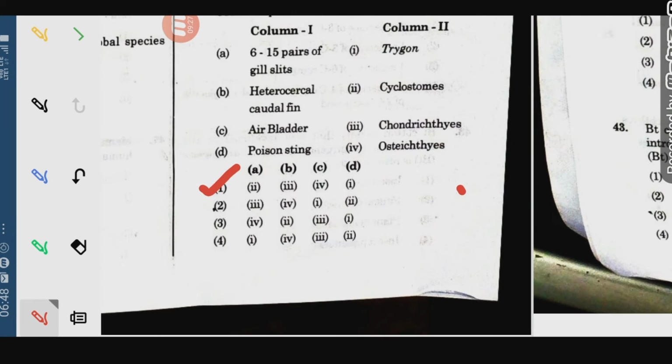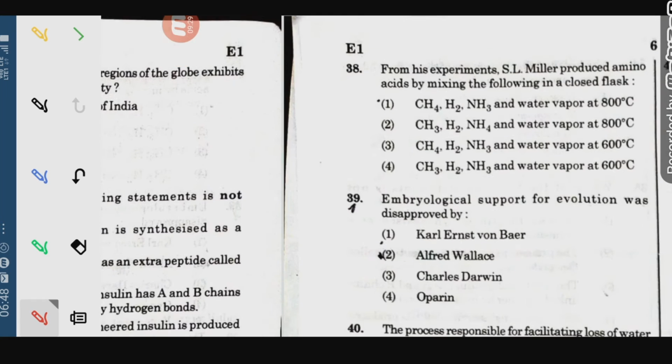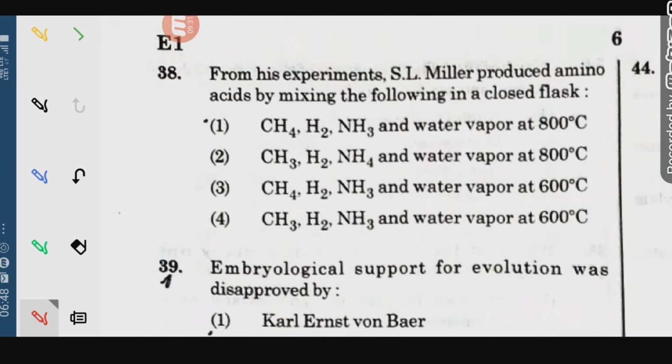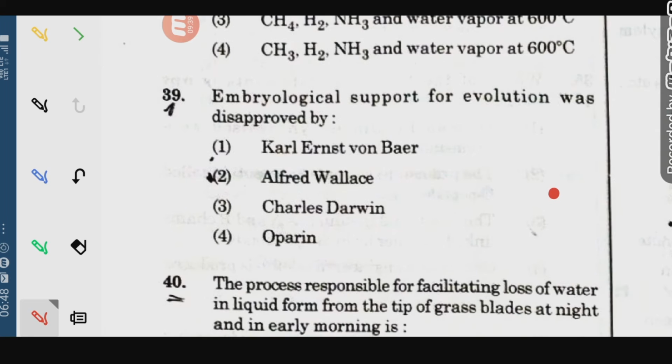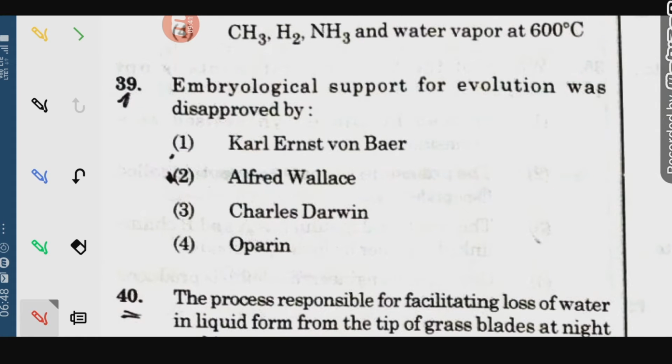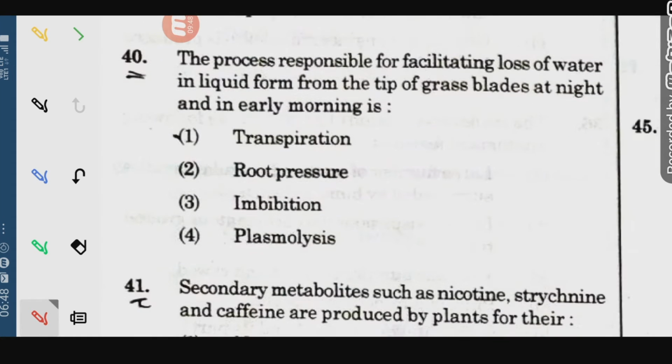Okay, it's a direct question from NCERT, the Miller and Urey's experiment. All right, then embryological support of evolution was disapproved, but the correct answer would be Charles Darwin, because their theories were quite opposite to each other. They contradicted each other. Then the next one, the process responsible for facilitating loss of water in liquid form from the tip of grass blades at night. The answer would be root pressure. You can remember guttation regarding this matter.